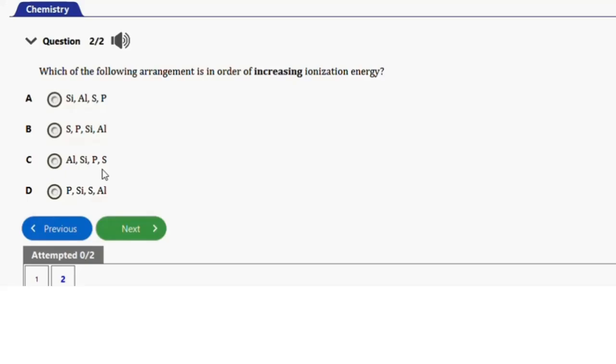ionization energy increases across the period. So since they are in the same period, the right arrangement in order of increasing ionization energy will be option C: aluminium, silicon, phosphorus, sulfur. So this basically can deal with problems involving periodicity of elements. We dealt with two repeated questions in this video. Hope there was something interesting in the video.